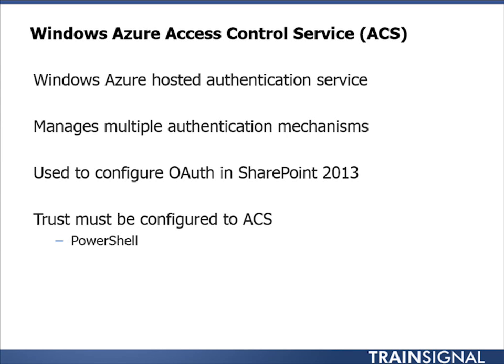If you want to configure OAuth in SharePoint 2013, this is the way that you're going to do it, is you're going to utilize Windows Azure ACS. Now, you are going to notice that there's a little bit of work that needs to be done to tell SharePoint about ACS and our ACS implementation. And of course, this is going to be done inside of PowerShell, and we'll see that script when we get into the demo.